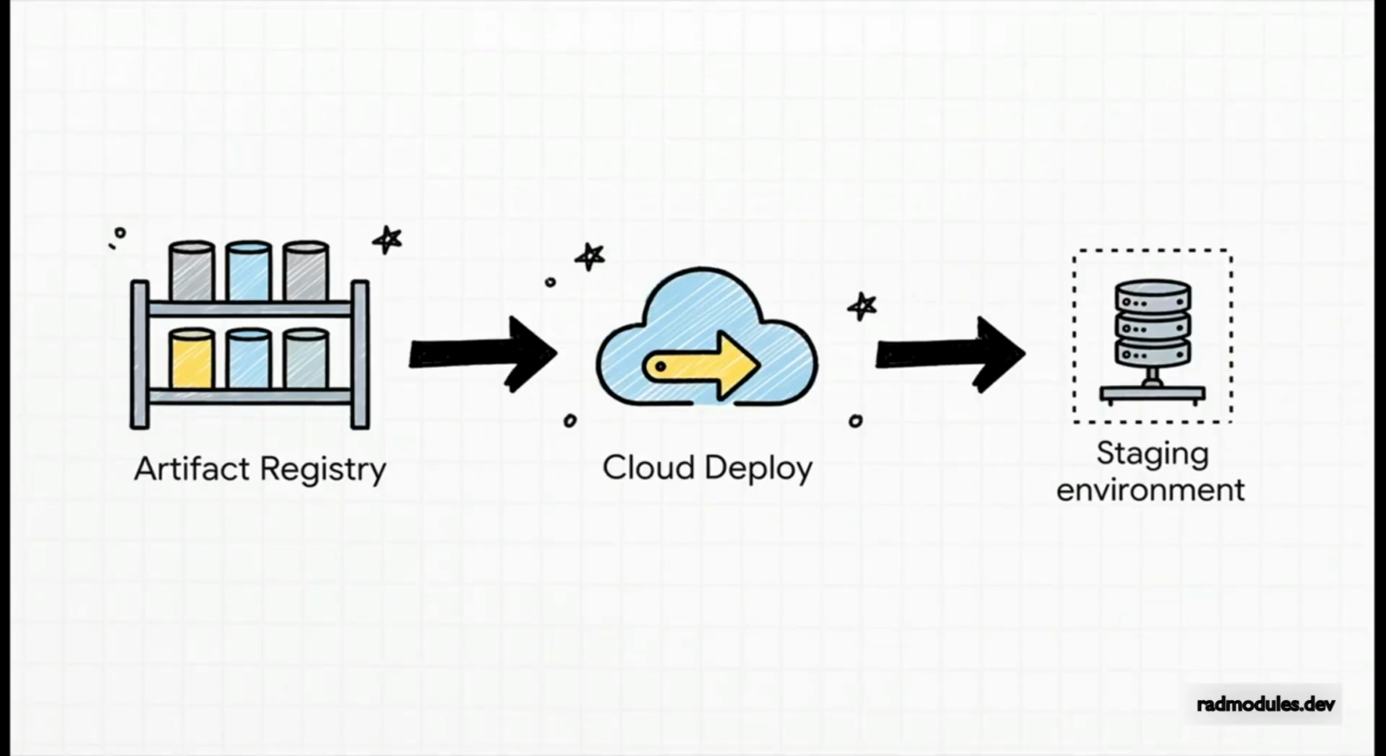So once we have that shiny new container image that we know passed its tests, Cloud Deploy just takes over. It grabs the release and automatically promotes it to the first stop on our journey, the staging environment, which is a perfect mirror of production.